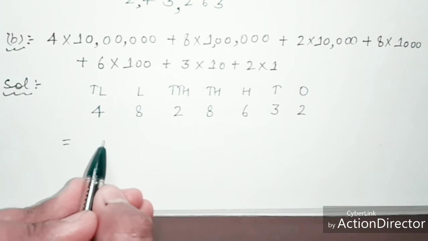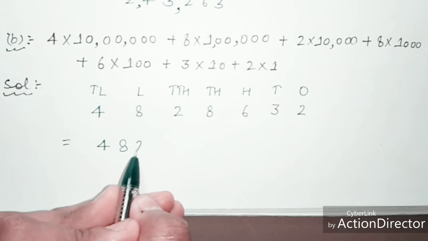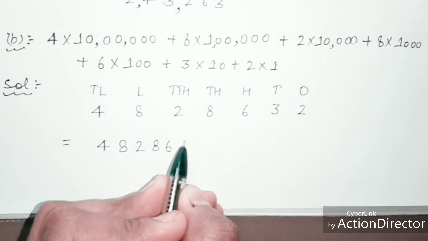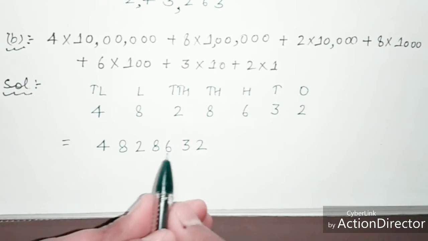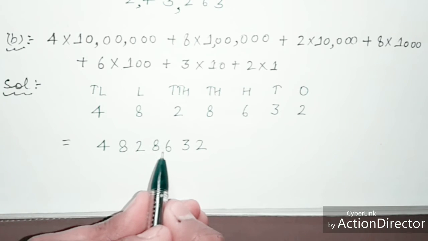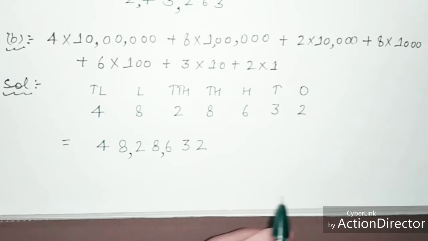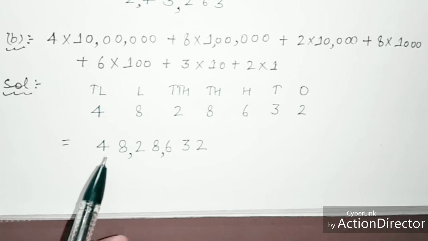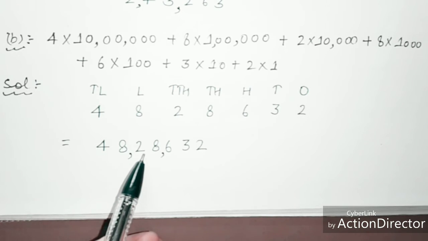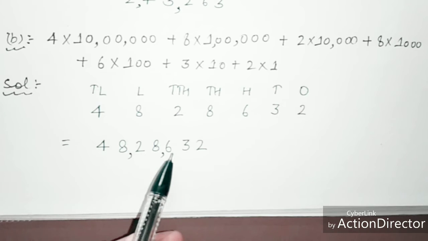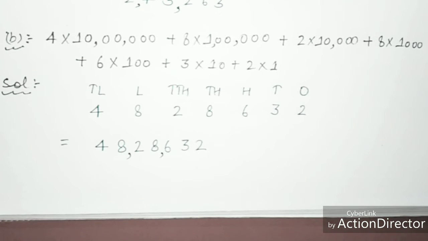So we write this number 4828632. We put commas before 3 numbers and then before 2 numbers. So we read this number as 48 lakh 28,632. So this is the standard form of the number.